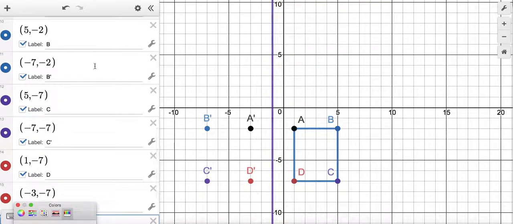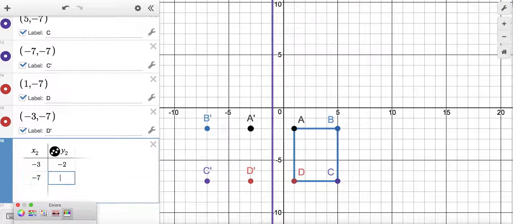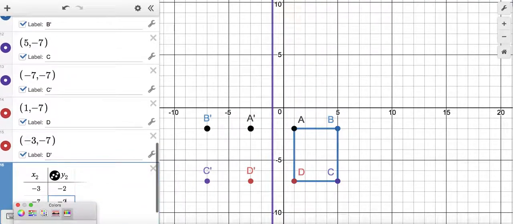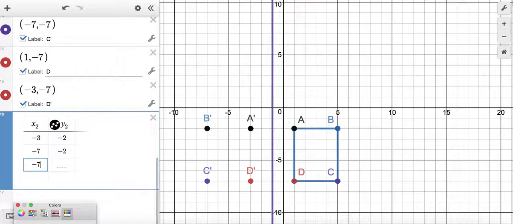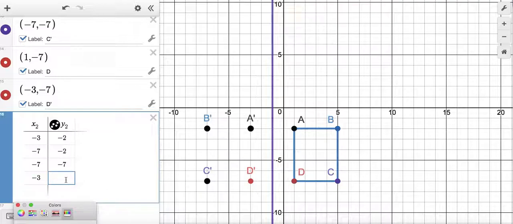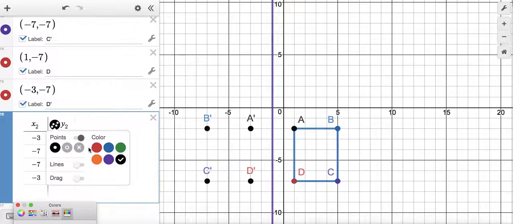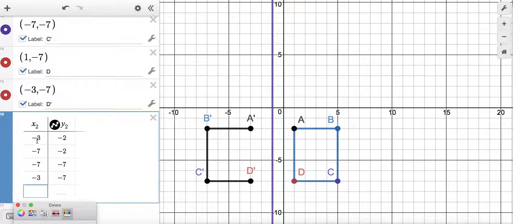My B prime is -7, -2. My C prime is -7, -7. And my D prime is -3, -7. And just so you see what it looks like, if I do the lines like this, notice it's not going to do my last line. So that's why I have to put that A back in at the end. -3 and -2. Okay, so now I have all my lines.